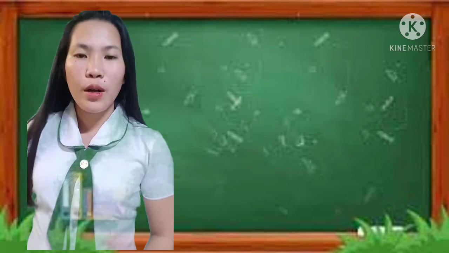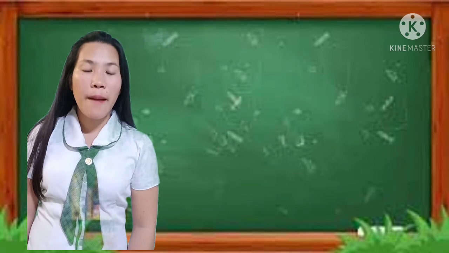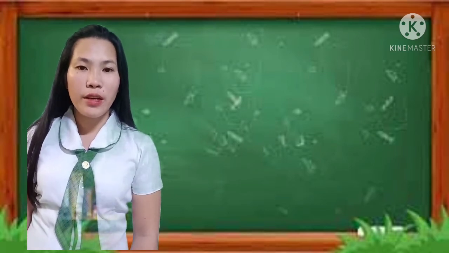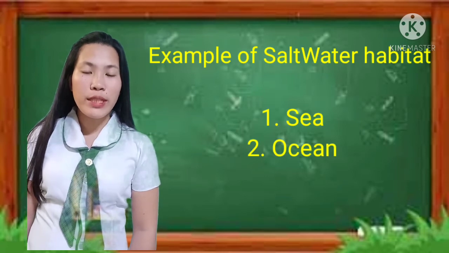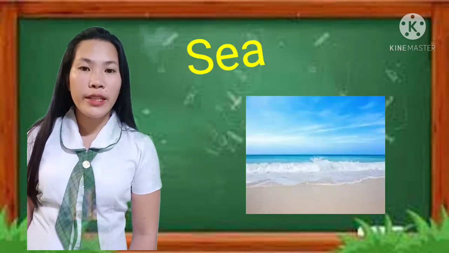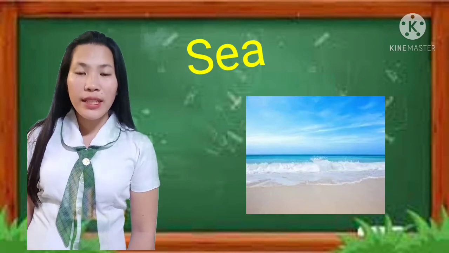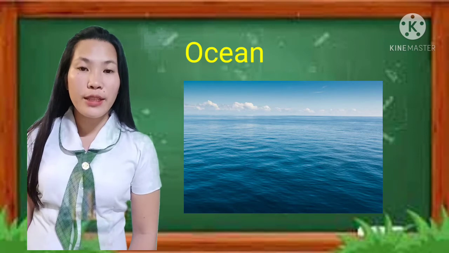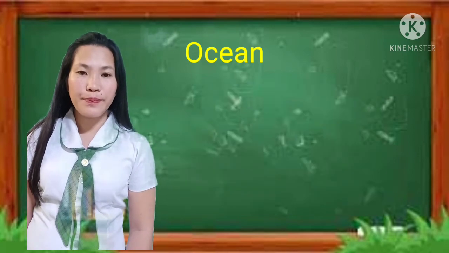Okay, class, another example of aquatic habitat is the salt water. Salt water includes the sea and the ocean. The sea is smaller than the ocean, and the ocean is a large body of salt water that can support marine life.